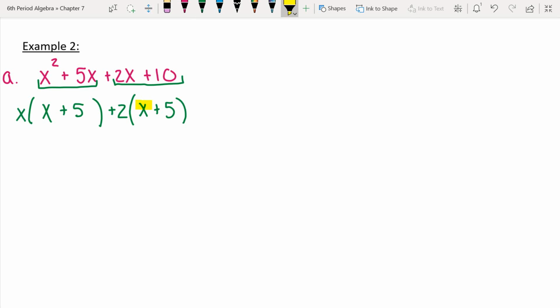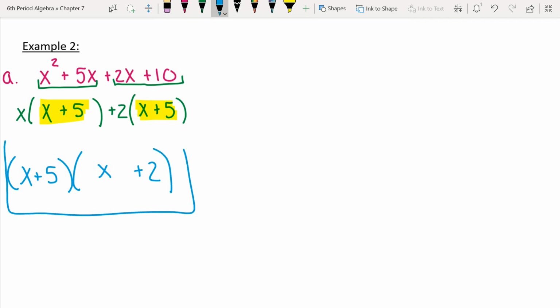Hopefully you're seeing right now, or you did see on the first try, that inside these parentheses, they both have the expression x plus 5 in common. So then I pull that out. That goes in front. And I have an x plus 5 times what's left over, which is x plus 2. So your final answer in this one should be x plus 5 times x plus 2.